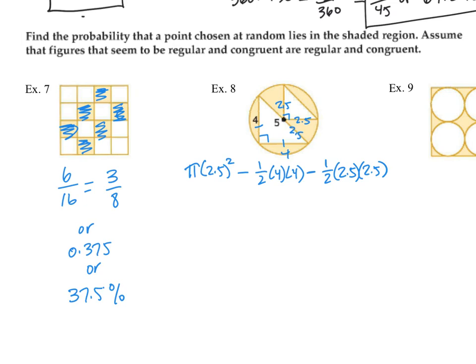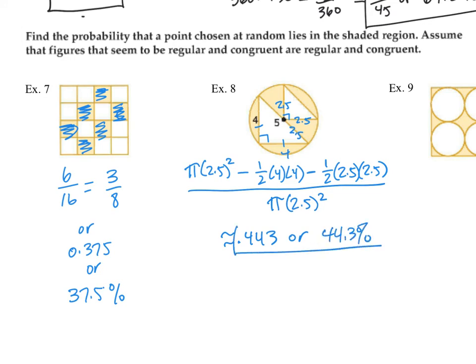So to get the probability that a point chosen randomly lands in the shaded area, we need to take the area of the shaded region over the area of the entire circle, which is pi times 2.5 squared. I think you'll agree this is a good time to grab a calculator, and when you do, this is approximately equal to 0.443, or if you prefer, in percent form, approximately 44.3%.